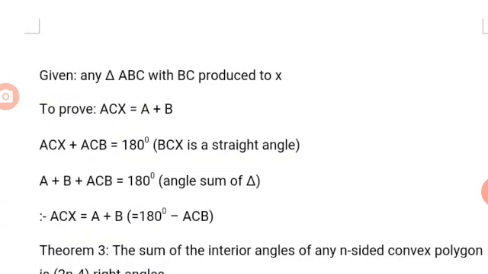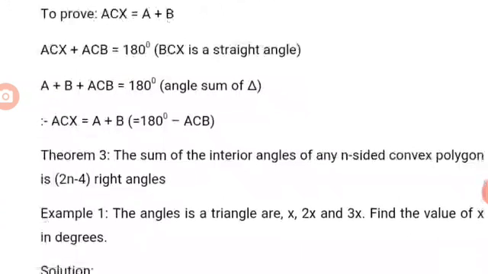Therefore, angle A plus angle B plus angle ACB is equal to 180 degrees. That is the angle sum of a triangle. Therefore, angle ACX is equal to angle A plus angle B, which is equal to 180 degrees minus angle ACB.